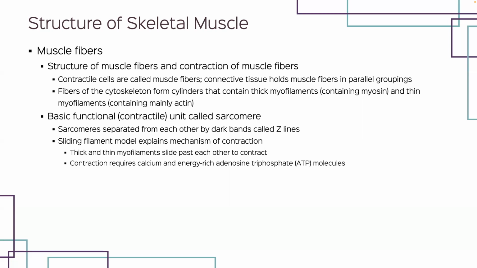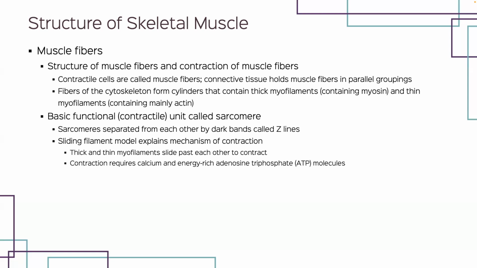Sarcomeres are best described as the basic functional or contractile units of our skeletal muscle. The submicroscopic structure of a sarcomere will consist of numerous thick and thin myofilaments that are arranged so that when they are viewed under a microscope, they have dark and light stripes or cross variation. Those repeating units, or sarcomeres, are going to be separated from each other by dark bands called Z-lines or Z-discs.